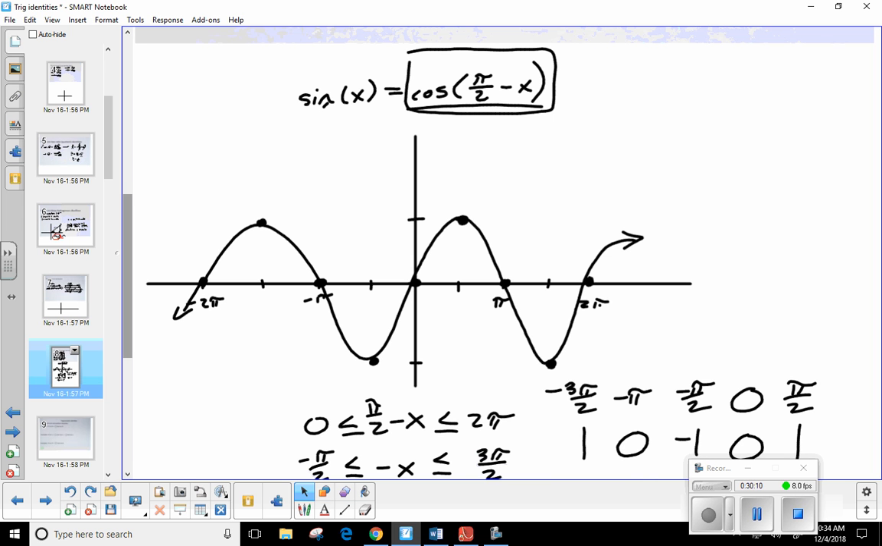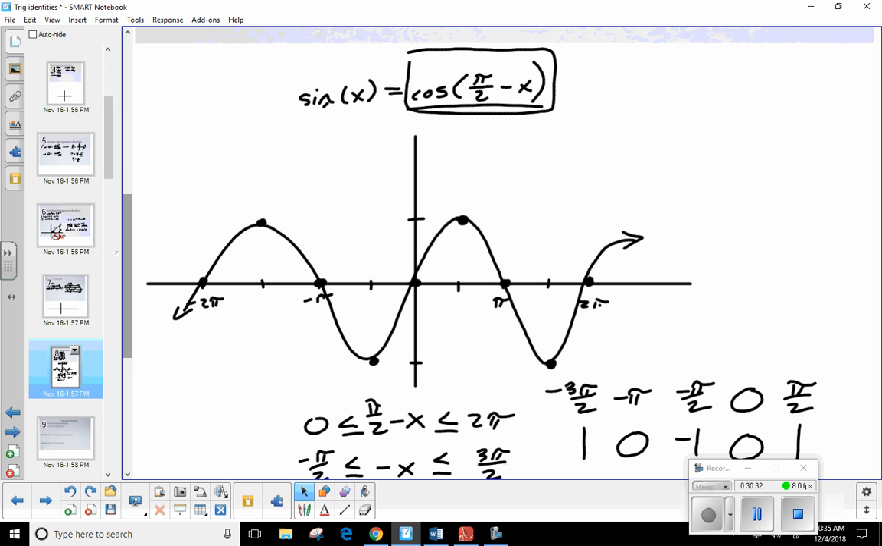Now that is the graph of cosine of pi over 2 minus x. But do you notice anything else? That is the graph of sine. That's its parent. Okay? That's what we're talking about when we say cofunctions. If I transform one graph, I should get its cofunction.